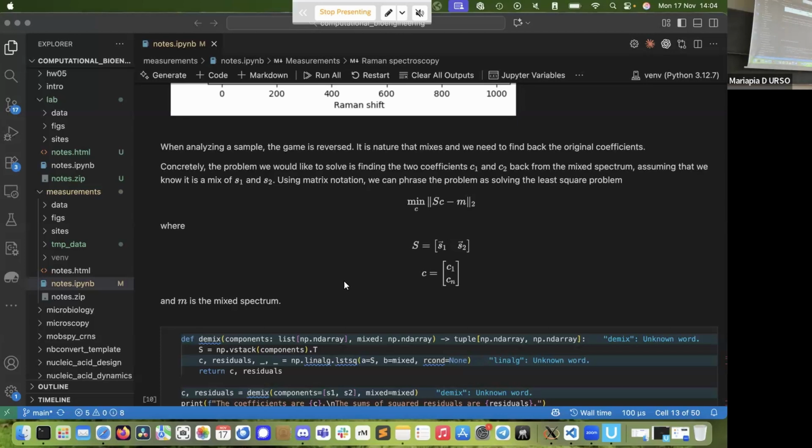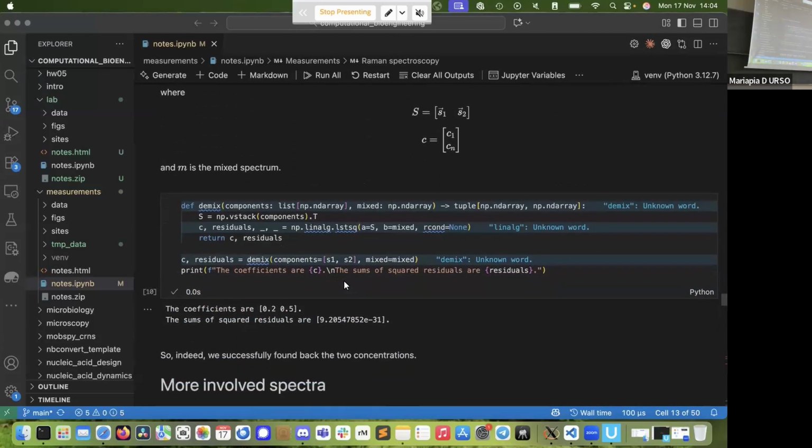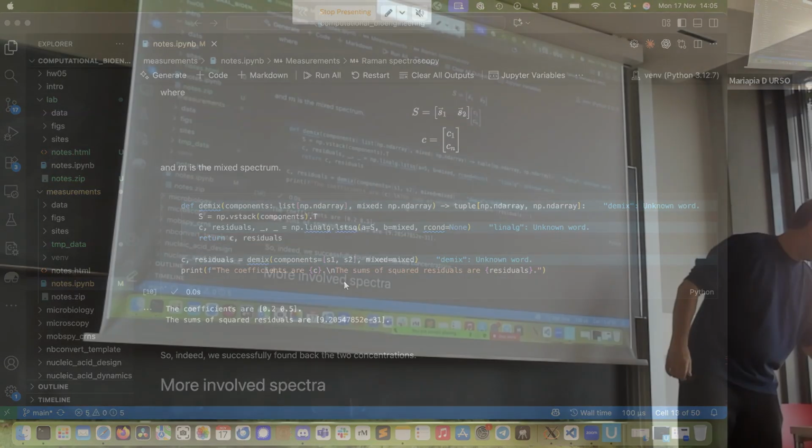Okay, then knowing this, we can actually rewrite this here. Fortunately, we don't have to solve this minimization problem ourselves, but there is a nice function in NumPy, from linear algebra, the lstsq function, which does that for us. And we run it. And that's the answer. It tells us 0.2, 0.5. And the residue is 10 to the minus 31. So, okay, it's 0. So it worked very well. We solved the problem, right?